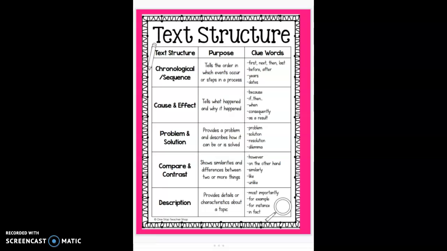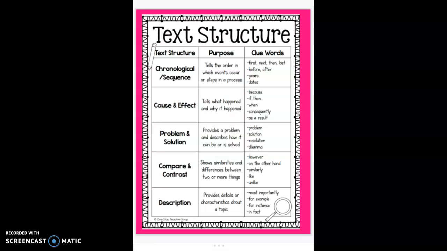So far, the text structures we have learned are chronological or sequence, which tells a story in order of events that occur. Please add 3 clue words that we use to determine if something is chronological or sequence. We also learned about cause and effect, and it tells what happens and why it happened. Choose 3 clue words that we might see in that type of text structure.